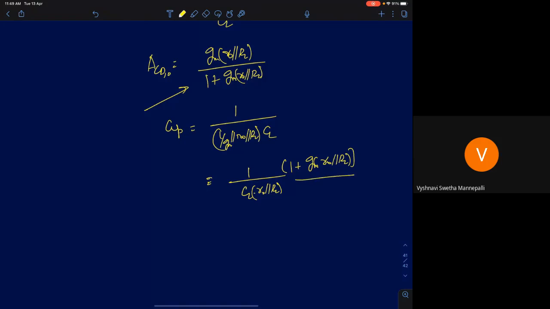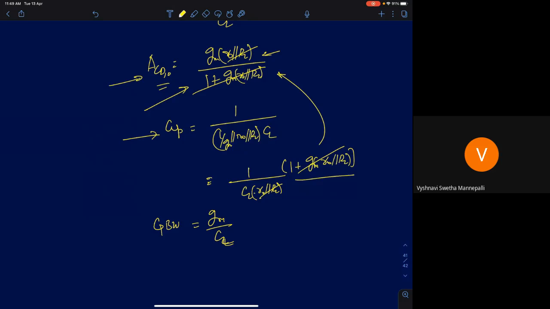If I write it in this format, what is the GBW for a common drain amplifier? The DC gain is GM R0 parallel RL by 1 plus GM R0 parallel RL. These two terms will cancel out. R0 parallel RL will cancel out. You will get the same GM by CL. So that's it. Even if you add load resistance, what changes is the pole increases, because whenever resistances start coming down, poles will increase. Poles will increase, but DC gain comes down. So the product of both of them, the gain into bandwidth product, remains the same.